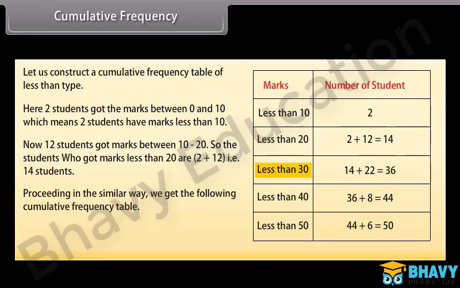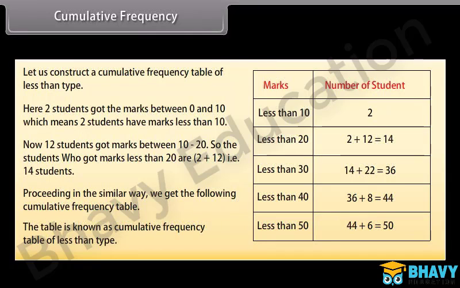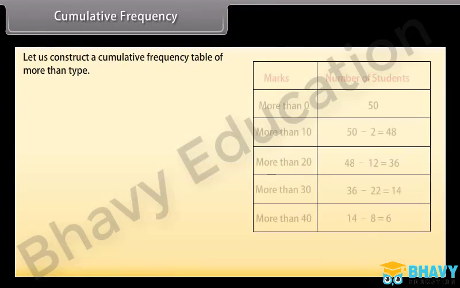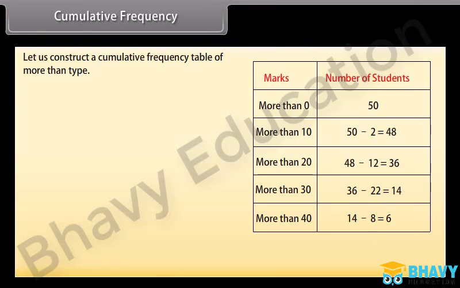For marks less than 30, number of students are 14 plus 22, which equals 36. For marks less than 40, number of students are 36 plus 8 equals 44. For marks less than 50, number of students are 44 plus 6 equals 50. The above table is known as cumulative frequency table of less than type. Let us construct a cumulative frequency table of more than type.